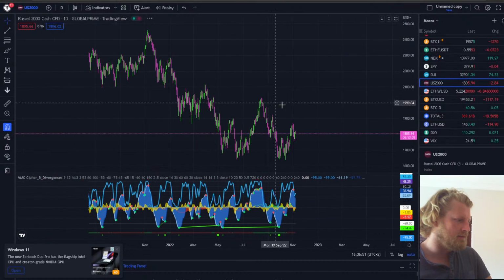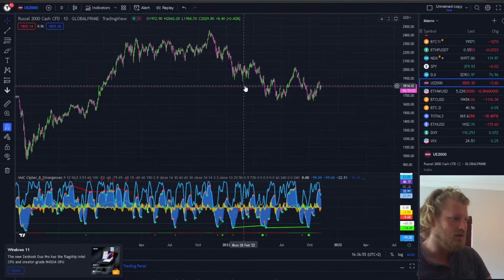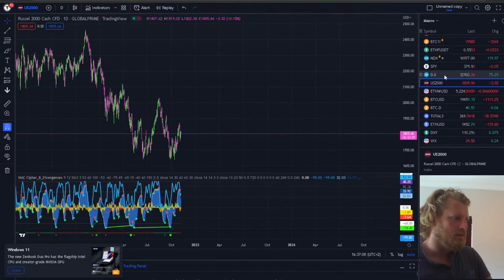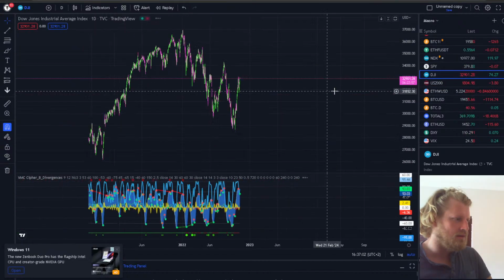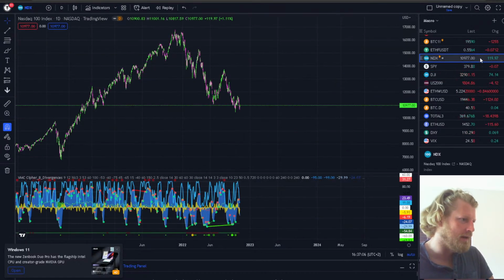Let's look at the Russell. These are the smaller caps. This looks a lot like Bitcoin with its double top up here. I mean, all of these, yeah, I can't be bearish up here, or down here, I should say.